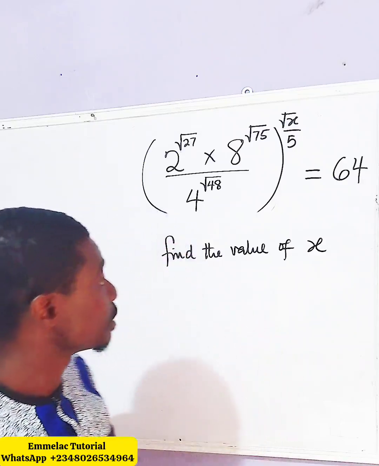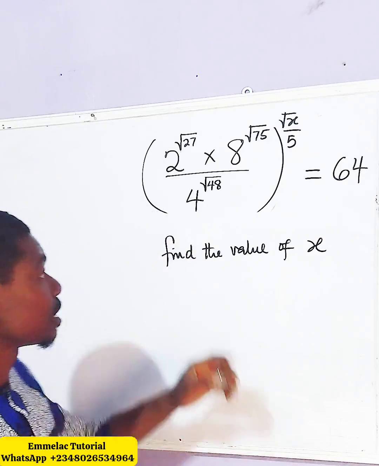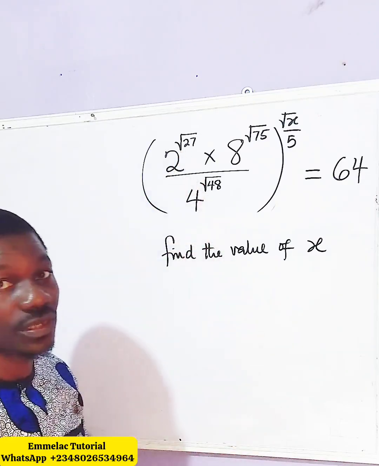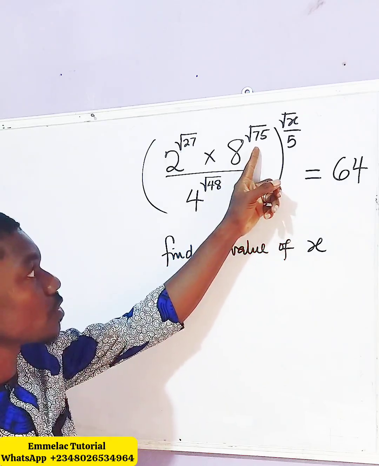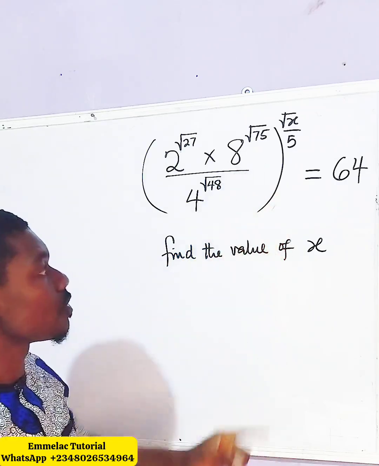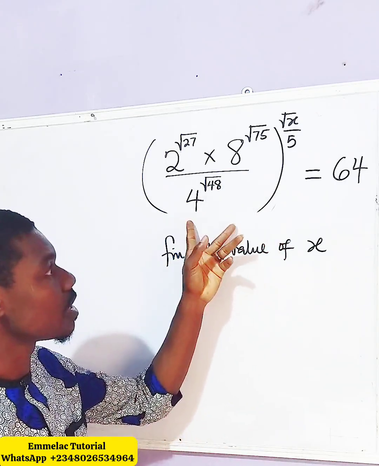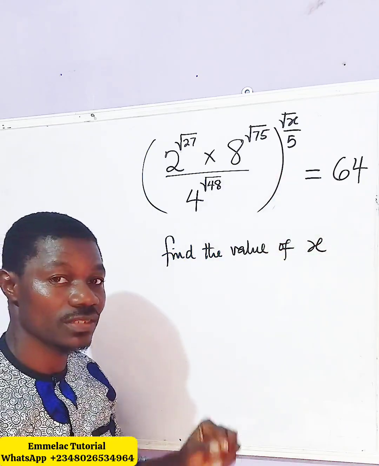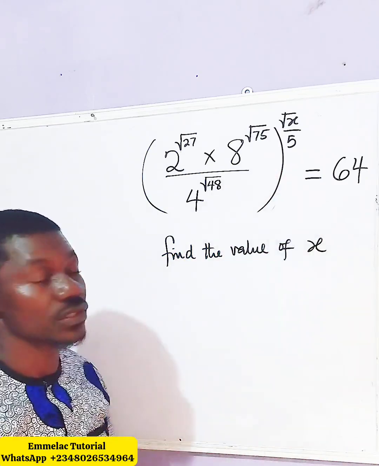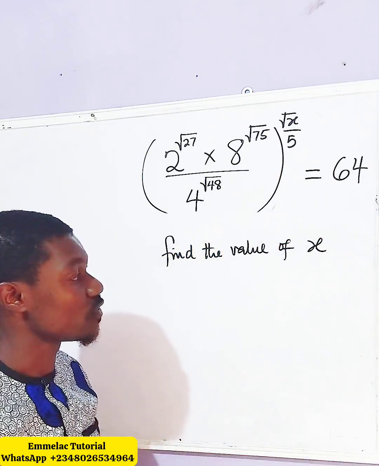Now before us is this exponential equation, and it reads that 2 raised to the power of the square root of 27 times 8 raised to the power of the square root of 75 all over 4 raised to the power of the square root of 48, everything raised to the power of the square root of x all over 5, then equals 64, and we are told to find the value of what?